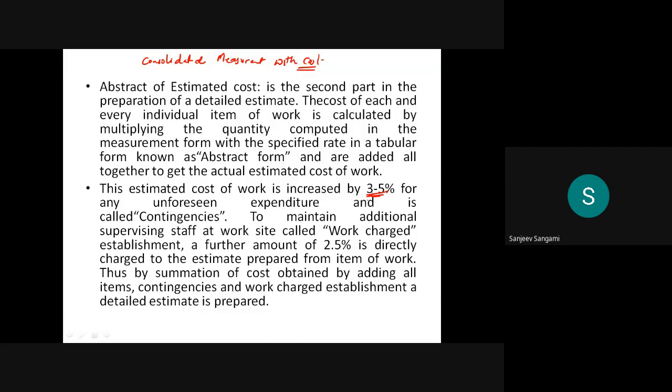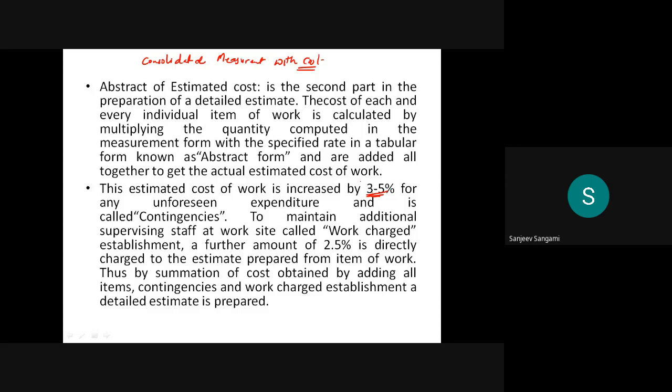Then, to maintain the additional supervising staff at the work site, called work charge establishment, a further amount of 2.5% is directly charged to the estimate prepared from the items of the works. Thus the summation of the cost obtained by adding all the items, the contingencies and the work charge establishment in the detailed estimate has to be provided. So both the contingencies as well as the work charge establishment have to be added to the abstract column.